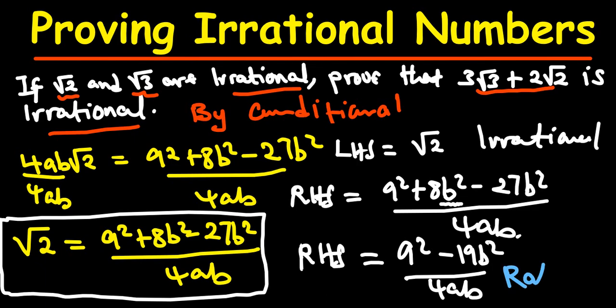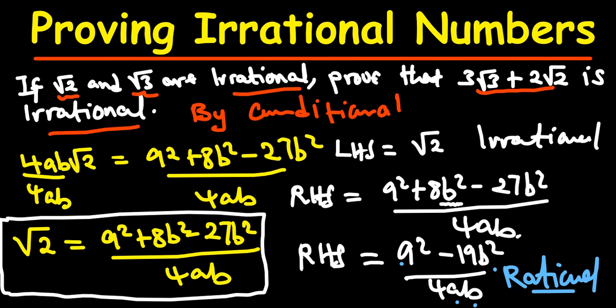So this a squared minus 19b squared over 4ab is what? Rational. So why is it rational? Because we have integers in this expression. a is an integer, b is an integer. So when you divide an integer by an integer, you get a rational number, and we know that an integer is a rational number.